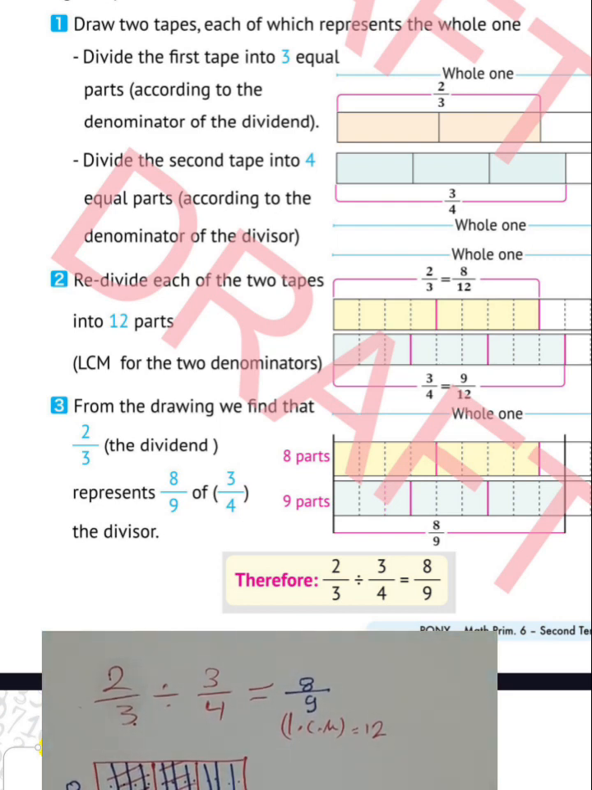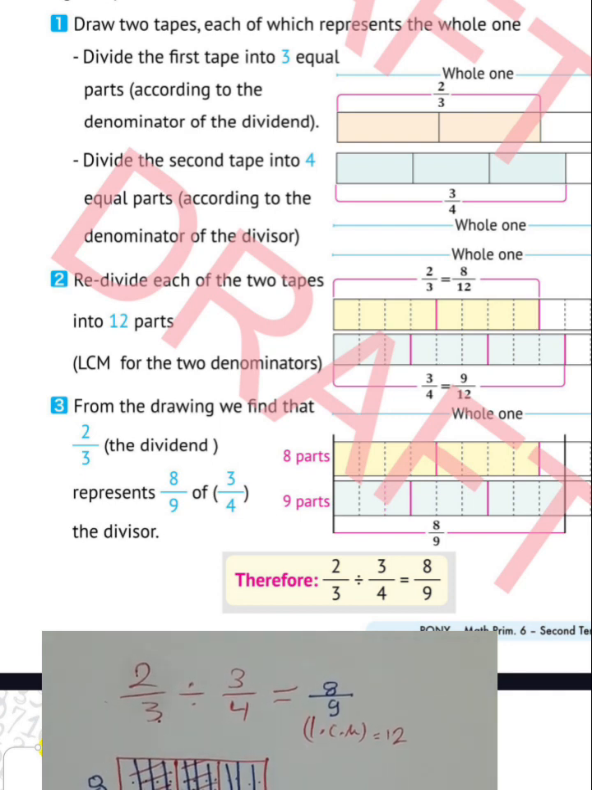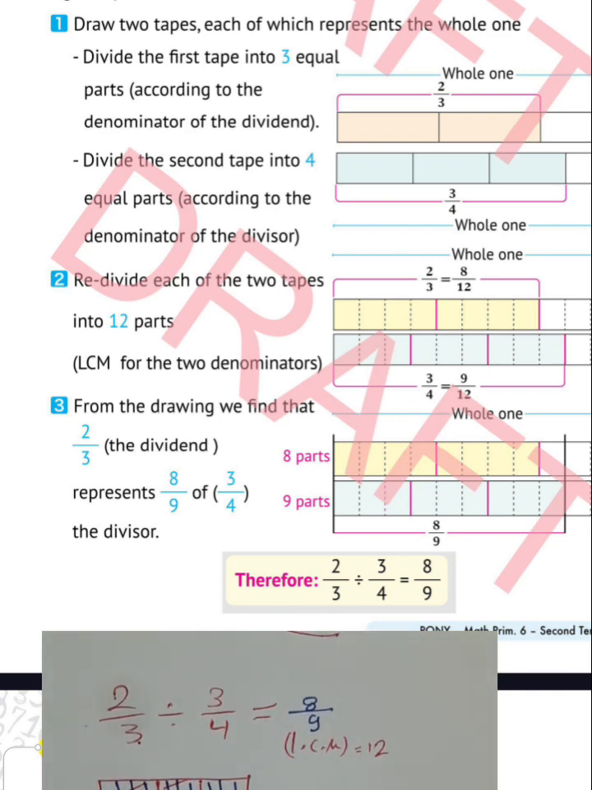Understood? Again, we will draw a model, divide it into 3 parts, and color 2 parts. And here, a model containing 4 parts and color 3 parts. And the least common multiple between them, 12. You must divide it here, 3 times 4 equals 12. Each element will be divided into 4 parts, because 3 times 4 equals 12, okay? Then each part, we will divide into 4 parts. This part divided into 4 parts, 1, 2, 3, 4. And then, okay, 4 parts, 4 parts.